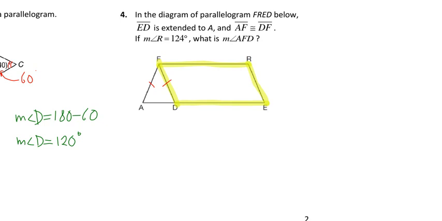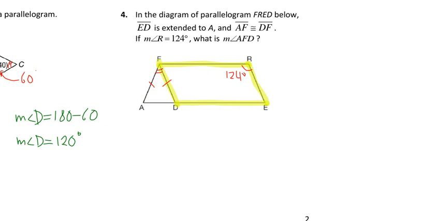We know that this is an isosceles triangle. What else do we know? We know that the measure of angle R, which is this one here, is 124 degrees. That is for this angle here. And our job is to find the measure of angle AFD. AFD is this angle here. That is what we want to find. What's the measure of this angle?